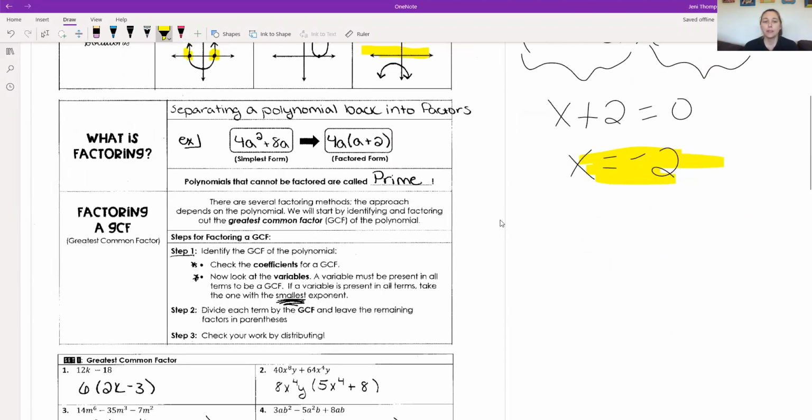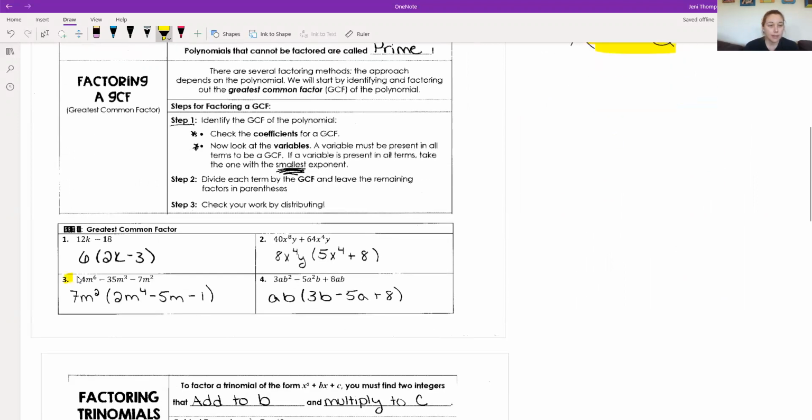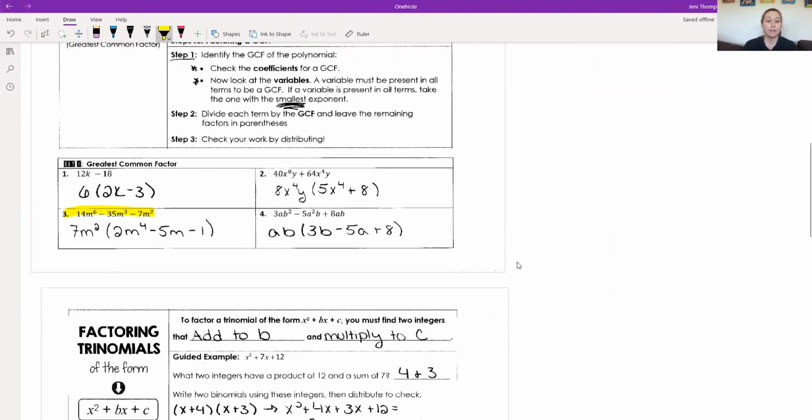Separating, this is just factoring. It talks about taking out the greatest common factor wherever you can. So it's just examples of this. It gets a little convoluted, like down here, number 3. You can take out an m squared from all of these and a 7 from all of these. So if they get weird and convoluted, just look for the greatest common factor that you can take out of them, and then factor from there.